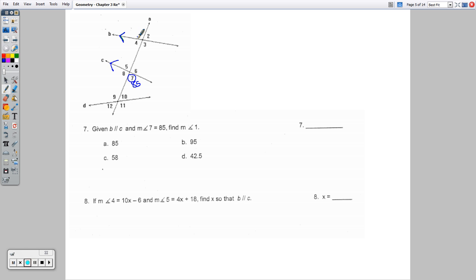So 7 and 1, those look like alternate exterior angles to me. Those are supposed to be congruent if you have parallel lines like we are assuming here. And so this one, since that's 85, we could assume that that one is also 85. So this one should be choice A. And then I'll go green here.